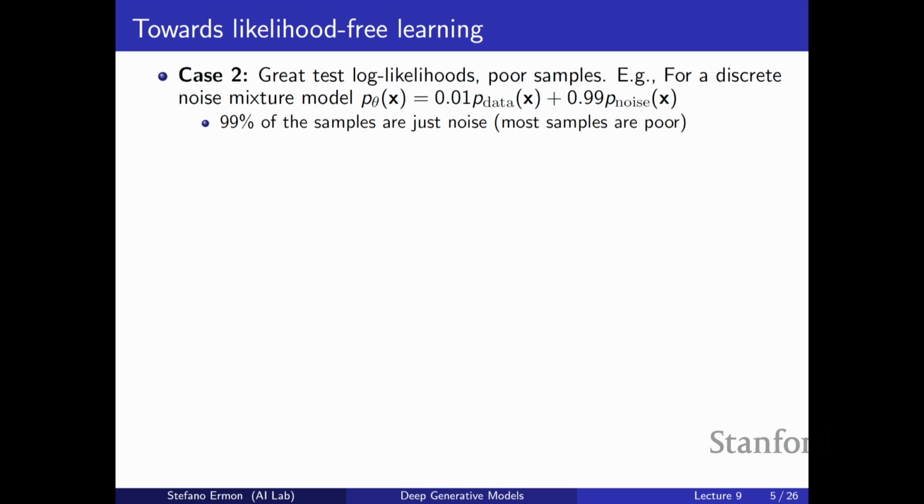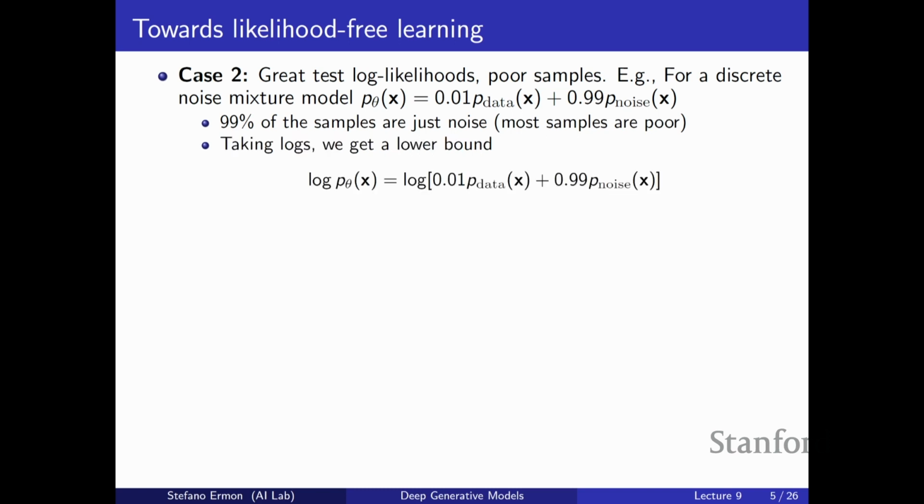Of course, in practice, you cannot really do this, but this is just to show that there exist models that achieve very good likelihoods, as we'll see, but very bad sample quality. And the sample quality is bad because 99% of the time, you are generating pure garbage, and only 1% of the time, you're generating good samples.